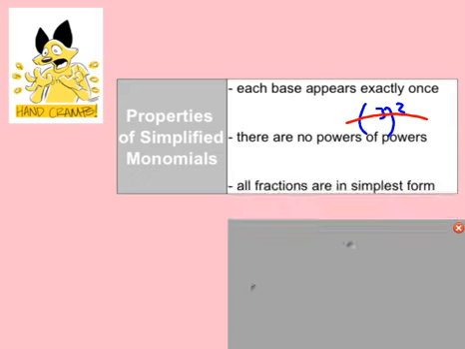And then the next thing would be, all fractions are in simplest form. And that's what we were doing. I think we had 5 over 10, and we simplified that to 1/2. Things like that, you've got to look for those. That'll be a possible point off on your quizzes if you can't figure out how to simplify.